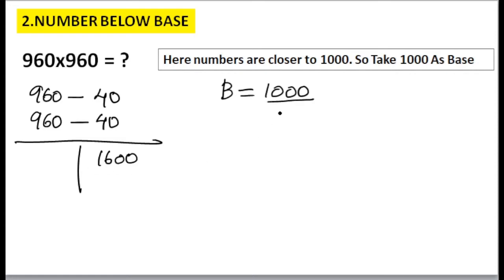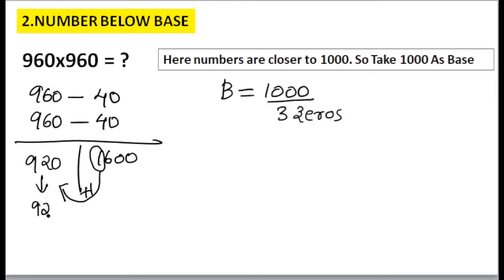But our base 1000 has 3 zeros. So we need 3 digits in RHS. So we carry over the remaining 1 to the LHS. 960 minus 40 is equal to 920. But 920 plus 1 is equal to 921. This will be your LHS and 600 will be your RHS.